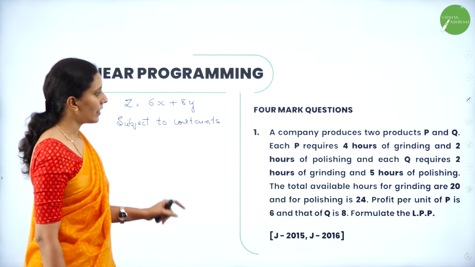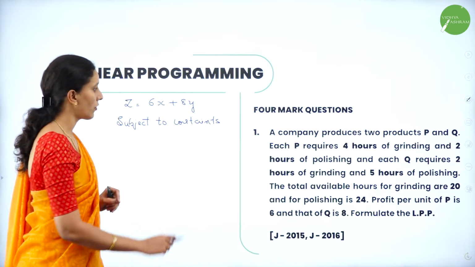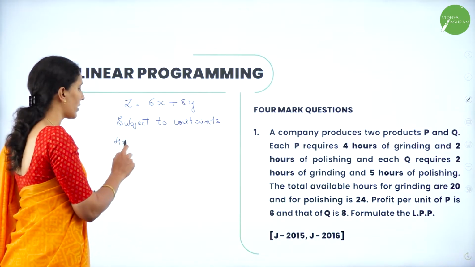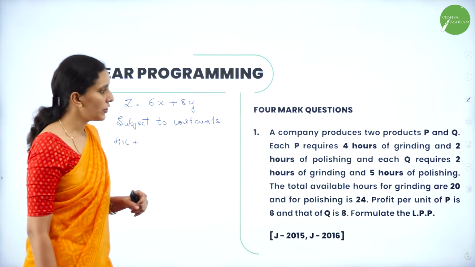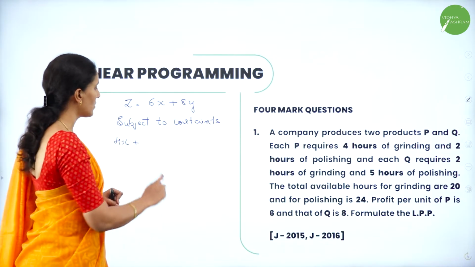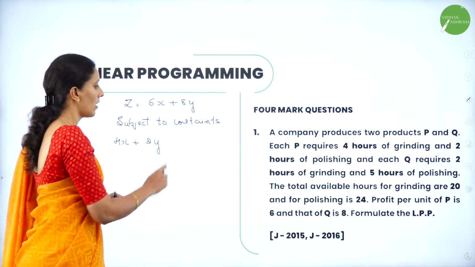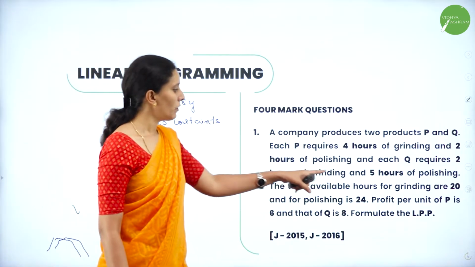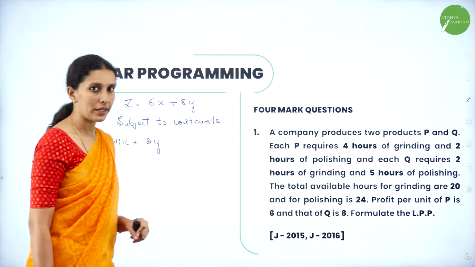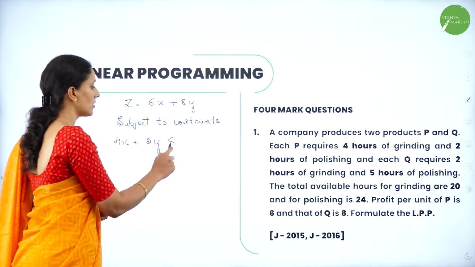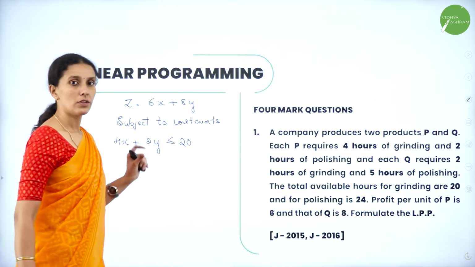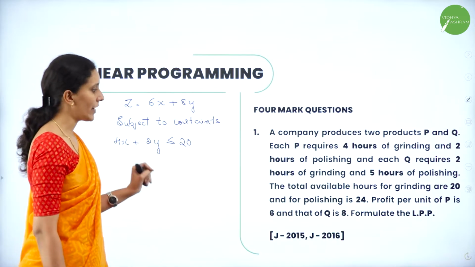For grinding, P requires 4 hours of grinding, so it is 4x, plus Q requires 2 hours of grinding, so it is 2y. And the maximum hours available for grinding is 20. Therefore it must be less than or equal to 20. So this is the inequation for grinding.